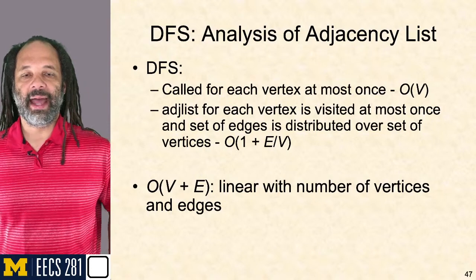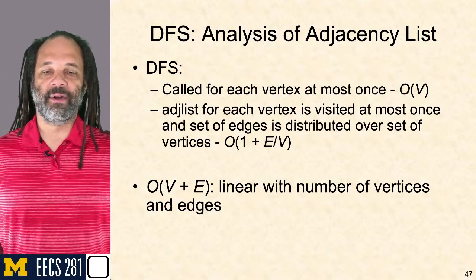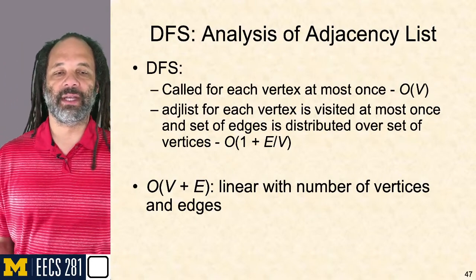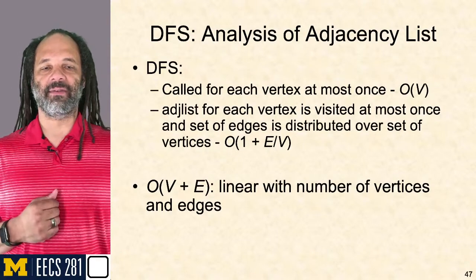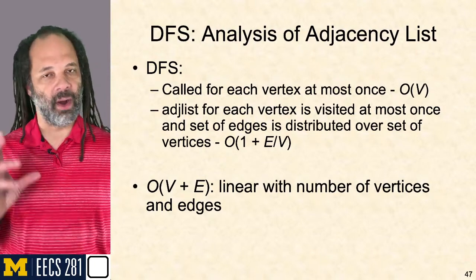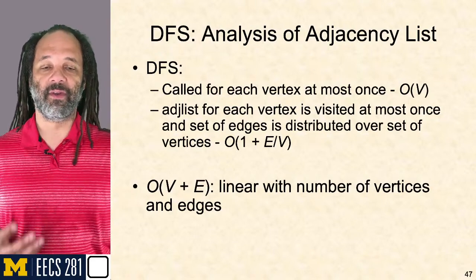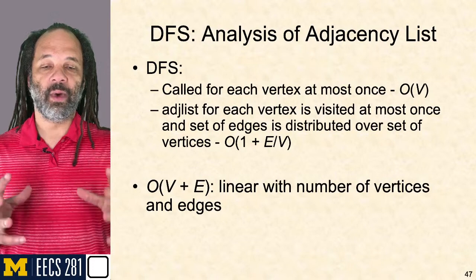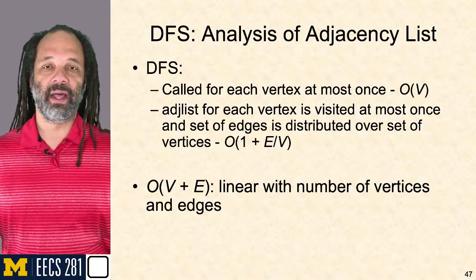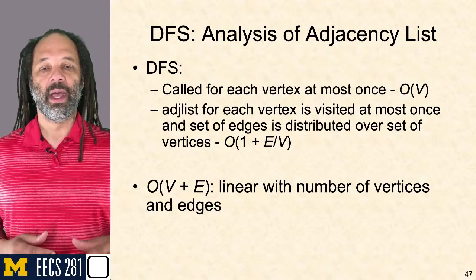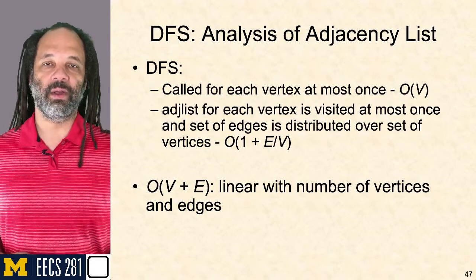If I analyze the complexity of this, we remember that depth first search gets called for each vertex at most once. I've only discovered each vertex at most once because I mark it as discovered and then I never can discover it again. If I've got an adjacency list for each of my vertices, then each one of those things is visited at most once. And the set of edges that gets distributed over there looks like, on average, E over V of them. So my DFS is 1 plus E over V to see each one of those vertices.